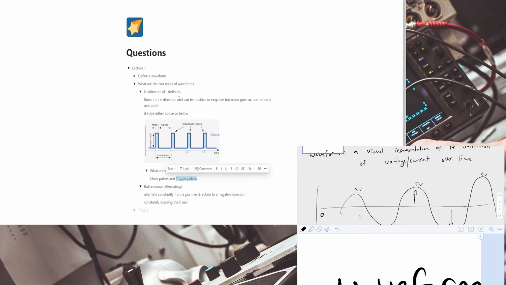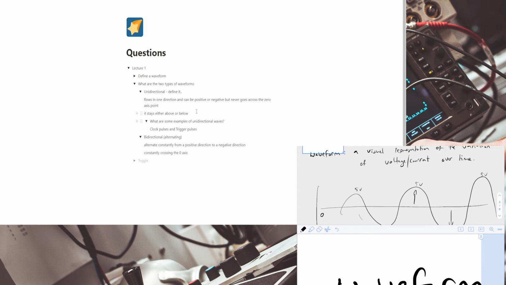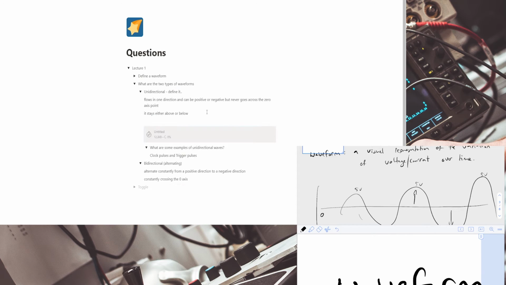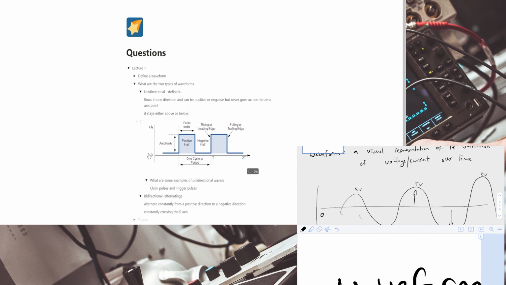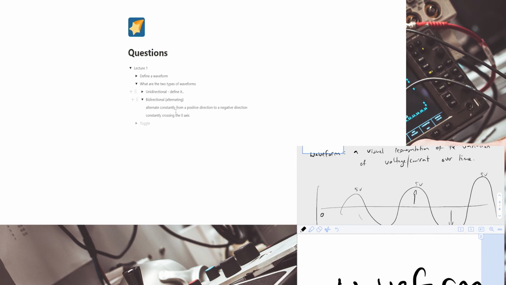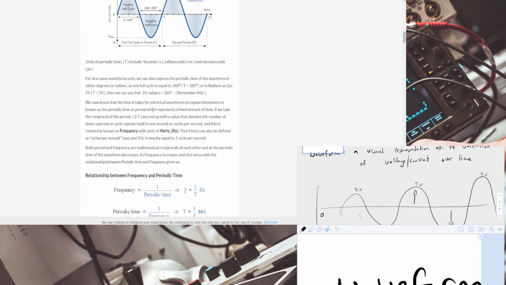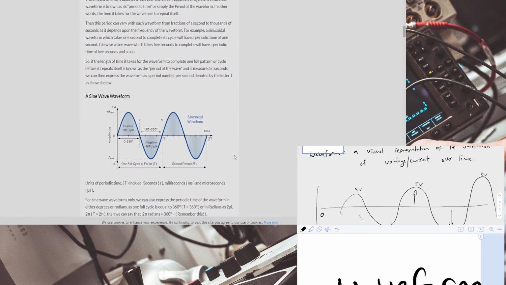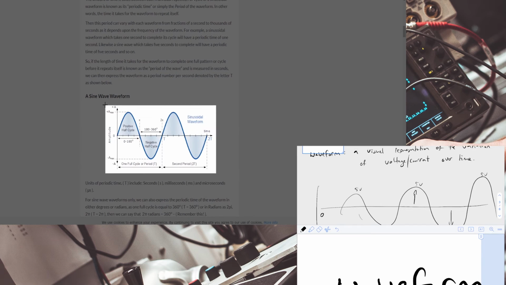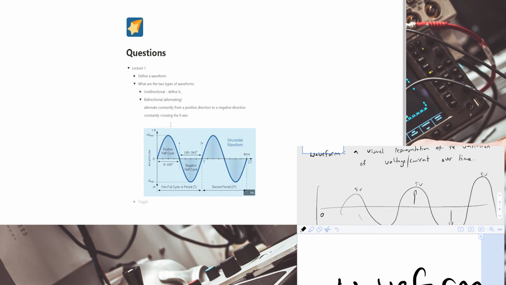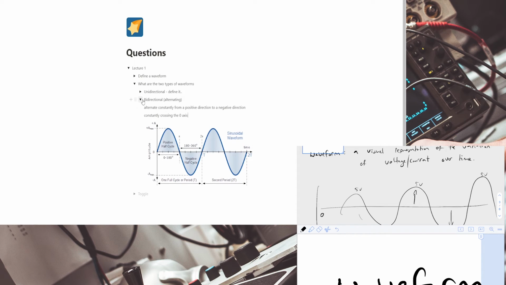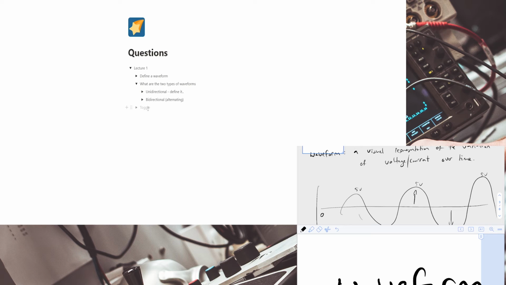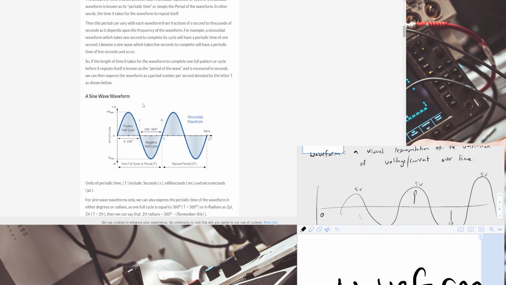Sometimes I do this. I get sucked into doing silly things like dealing with pictures instead of just getting the content done. Okay, and then bidirectional is obviously the standard sine wave stuff. Okay. All right, so I'm comfortable with that.